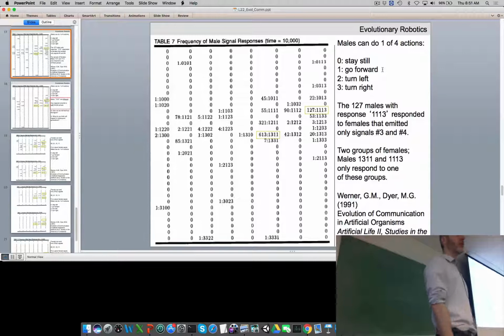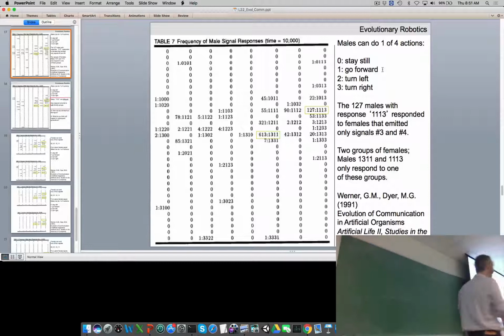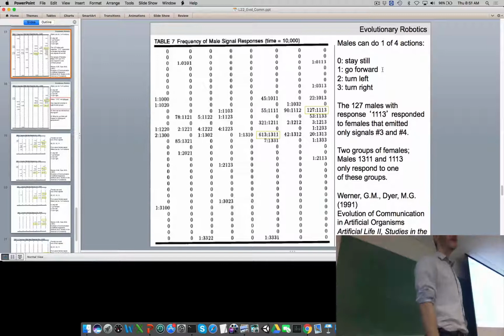And there are two groups of males. One group of males which understand, quote unquote, language one, and another group of males. So 613 males who, they don't speak this language, they understand it. 613 who understand language one, and 127 males that understand language two. This is not the end of this experiment. What do you think is going to happen as we keep marching further forward into this experiment?